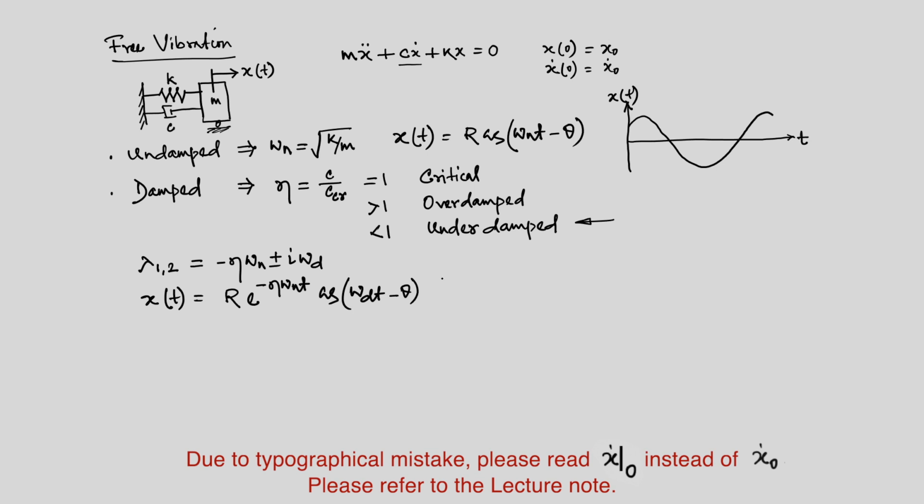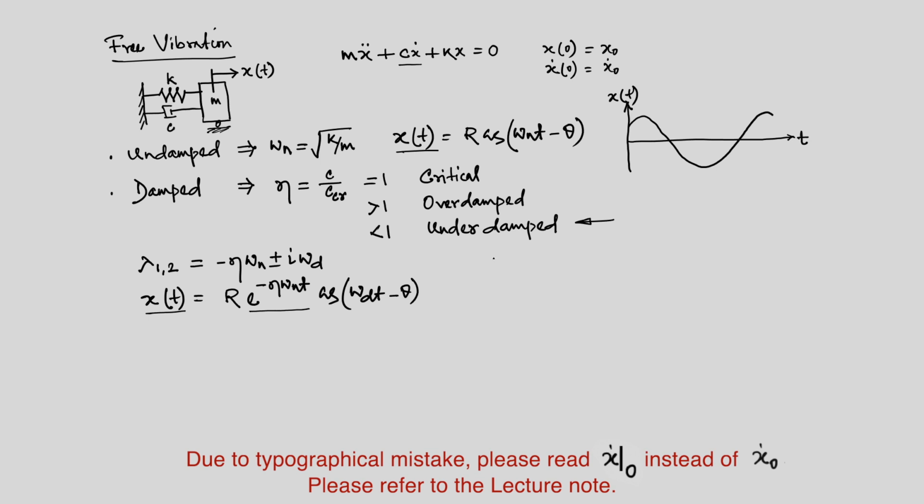If we compare these two solutions, one for the undamped case and another for the damped case, you can see the difference. In both cases, we have r cos(omega t minus theta), because in the undamped case we have omega n. The moment we have damping, omega n is replaced by omega d, the damped natural frequency, and the oscillating solution is modulated by this exponentially decaying function.